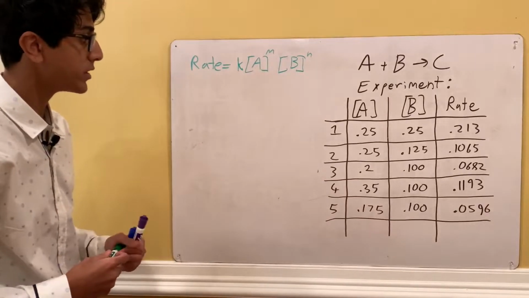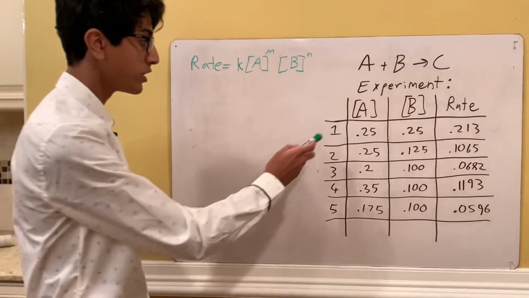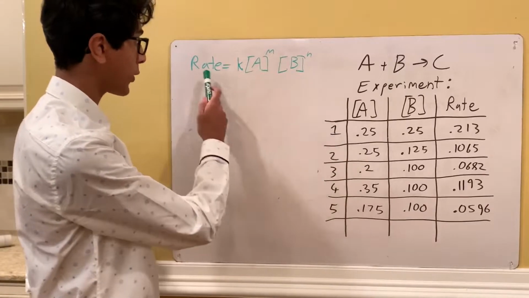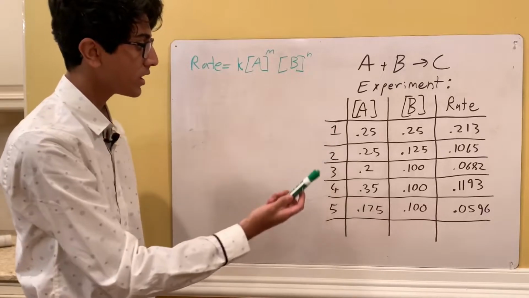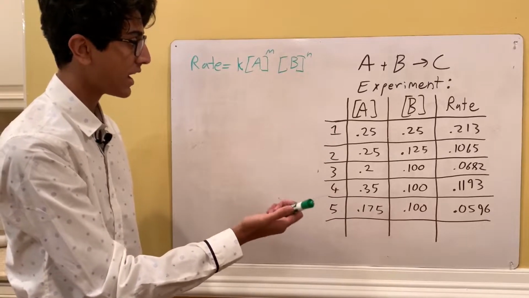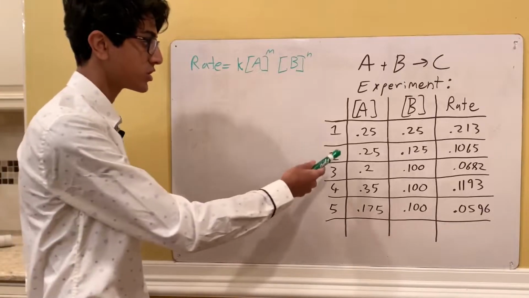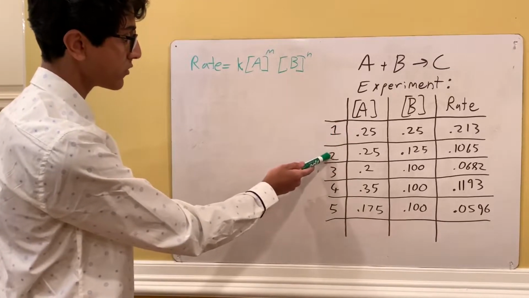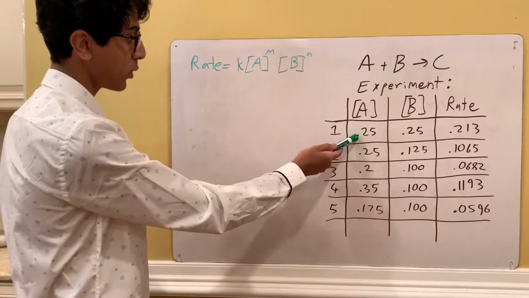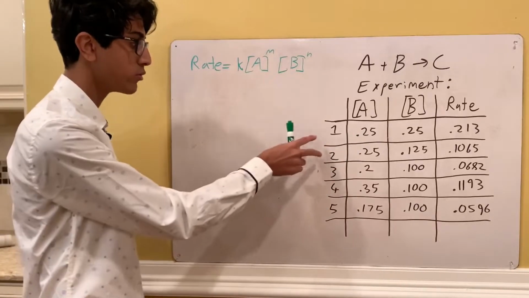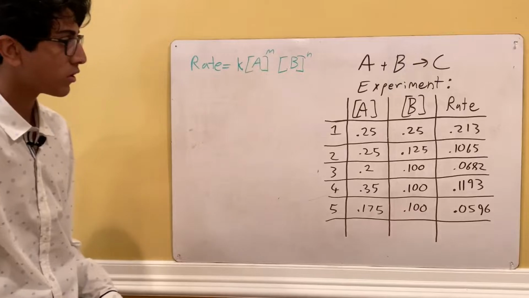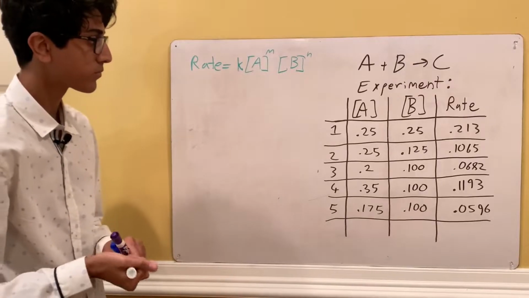The way that we're going to be doing it is dividing the equations of 2 different trials, and you have to have at least one concentration remaining constant. So the concentration of A, for example, from trial 1 to 2 remains a constant, 0.25 and 0.25. So we could use these 2 trials. Let's try that first.